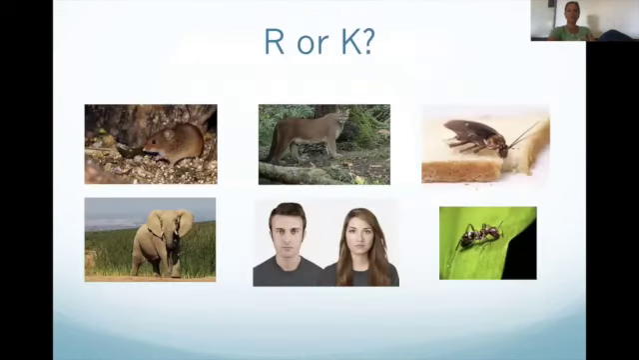So let's look at the picture. Which one of these are R species? In this picture, the cockroach, the ant, and actually the mouse is an R species. Lots of offspring, very little parental care, can handle changing environments very well. If we have nuclear winter, the cockroaches are still going to be here. K species are our mountain lion, elephant, and human.